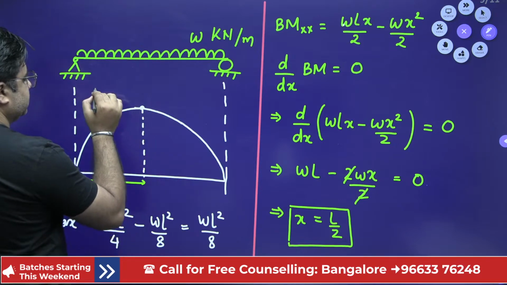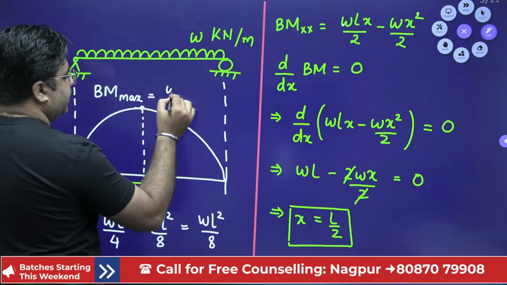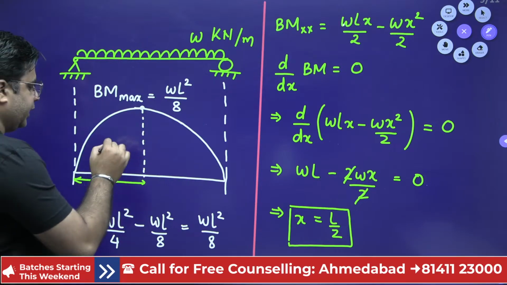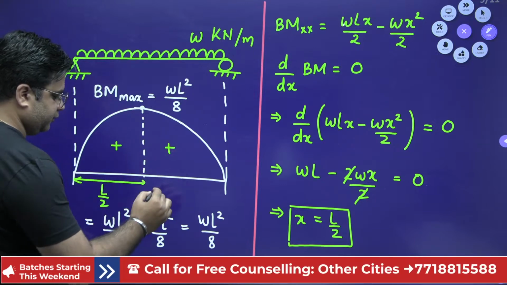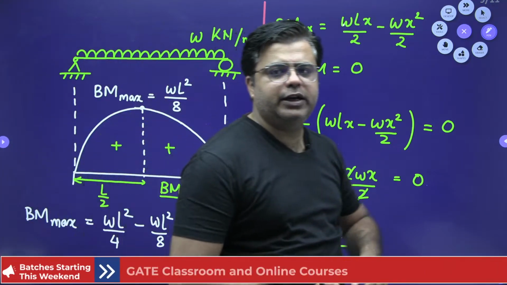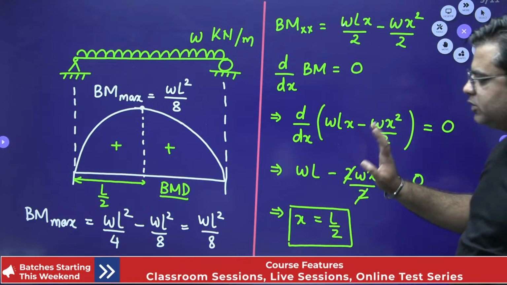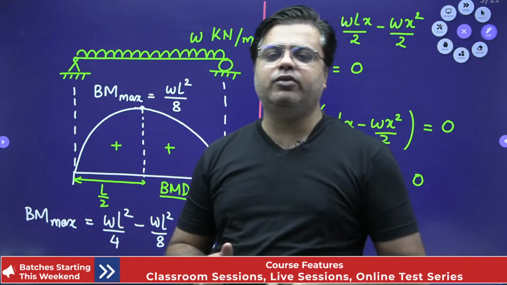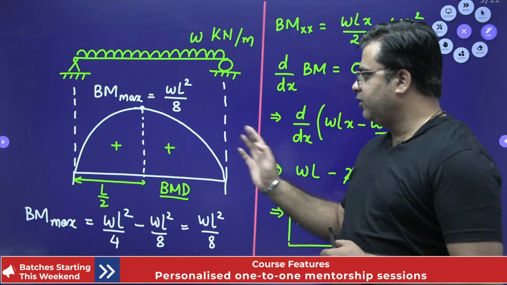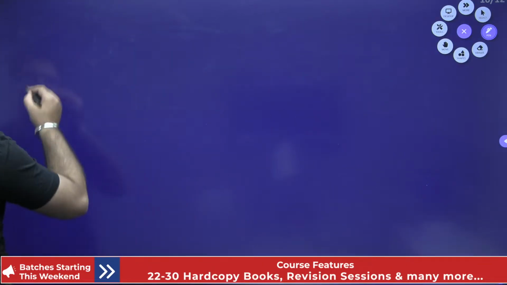This BM max is WL square by 8. Right, this is the value of maximum bending moment, and this maximum bending moment is positive. This is your BMD, right? So anytime in any question, if you need to find the value of maximum bending moment, you need to go for this simple straight procedure only. You have to differentiate the equation of bending moment and equate it to 0. And then from there you will get the value of X, where you will have the maximum value of bending moment, right? Okay, now moving on with the cases of cantilever beam.